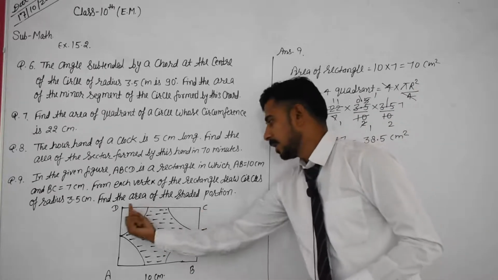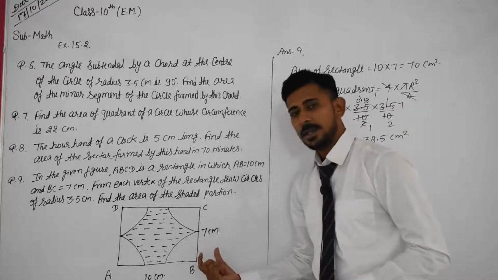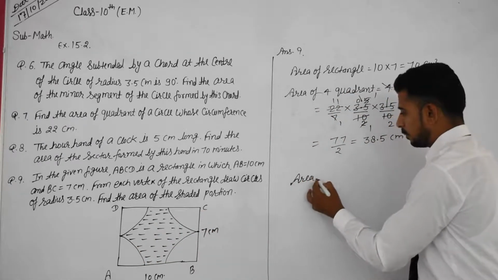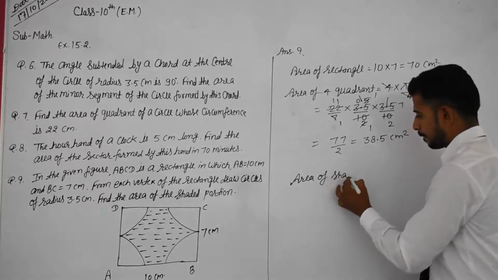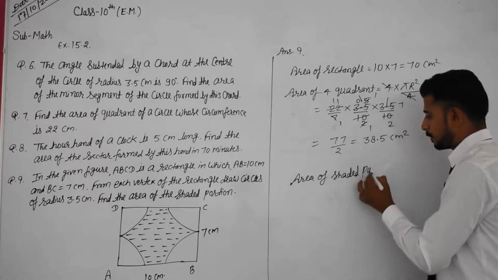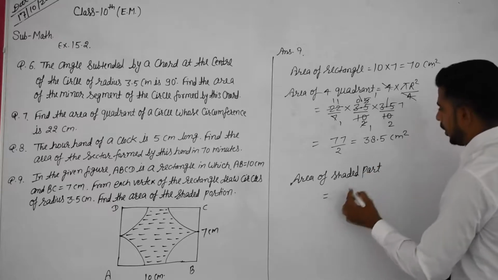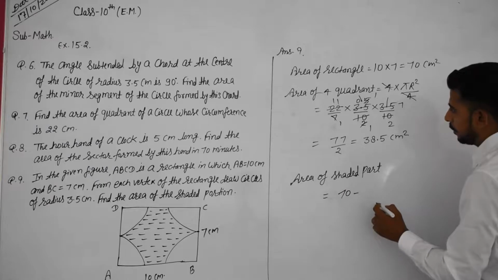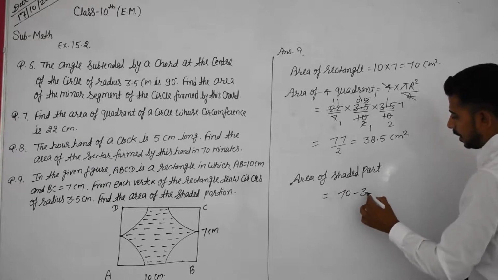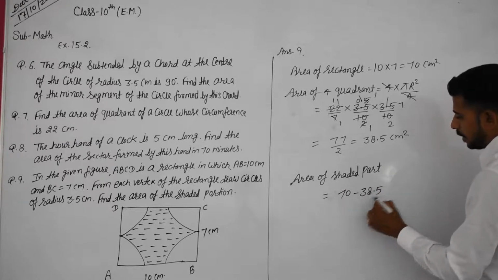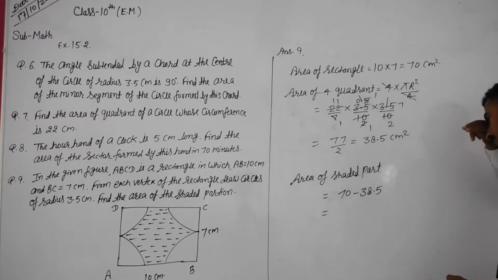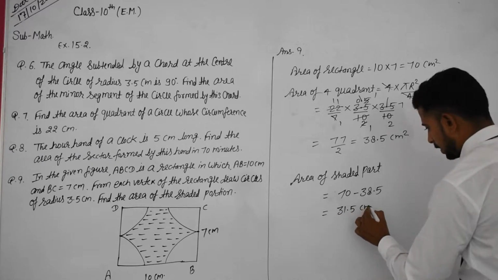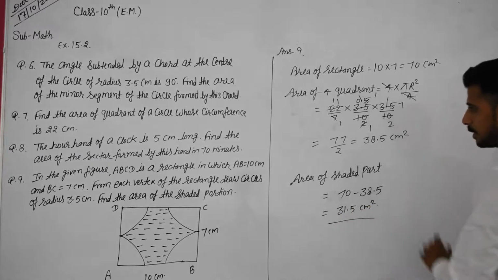Now we want the area of the shaded part. It means first area of rectangle minus area of 4 quadrants. Then area of the shaded part is equal to area of rectangle, which is 70, minus area of quadrants, which is 38.5. Then the answer is 31.5 square centimeter, which is the area of the shaded part.